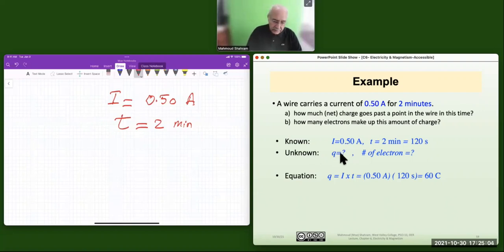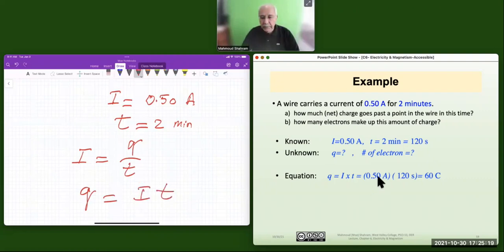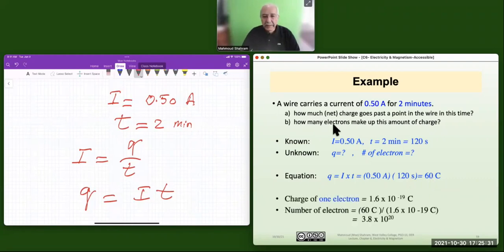But we already had an equation. Remember, I was equal to Q over T. So from here, Q is equal to I times T. I, which is the current, 0.5 amp times 120 seconds. So that's 60 coulombs. And then how many electrons make up this amount of charge?